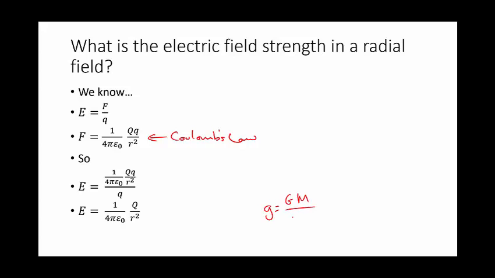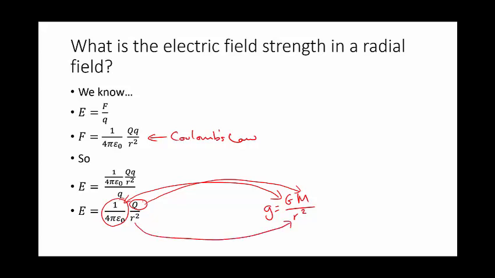We can compare it to the equation for gravitational field strength in a radial field. So you've got the constant 1 on 4 pi epsilon naught is equivalent to the G. Q takes the place of the M, and R squared is R squared. And it's that straightforward. The questions are much harder.